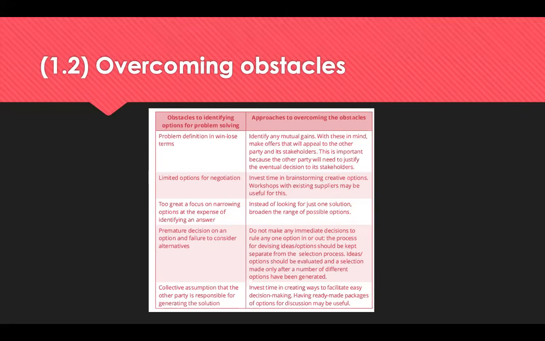The first is to separate the people from the problem or the issue. The second is to focus on interests, not positions. And the third is to invent options for mutual gain. And the fourth is to insist on using objective criteria. So on that third principle, as I said, it's to invent options for mutual gain, and you can see on the screen some ways in which you can overcome obstacles.